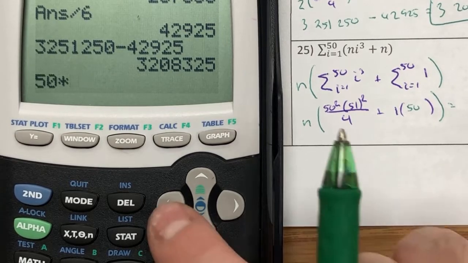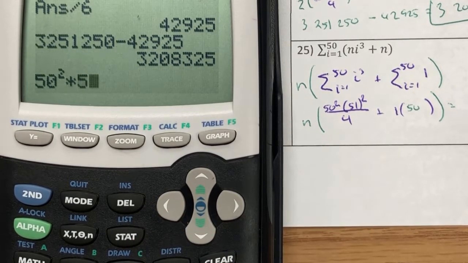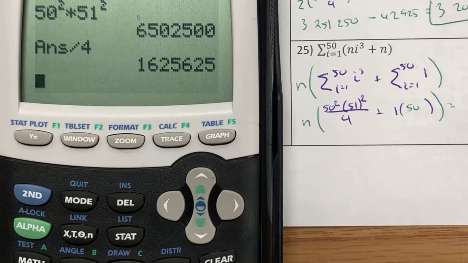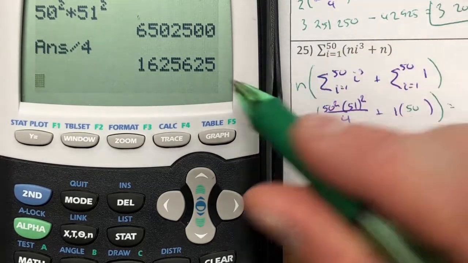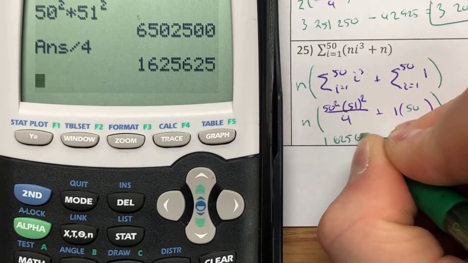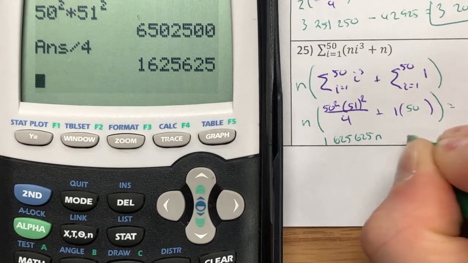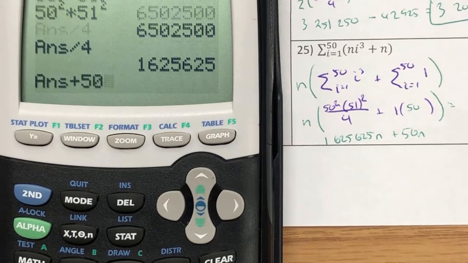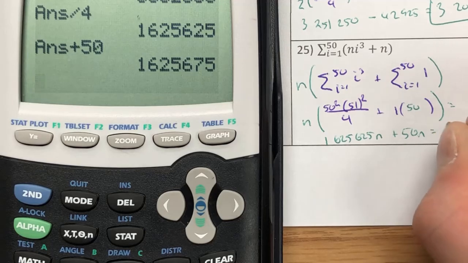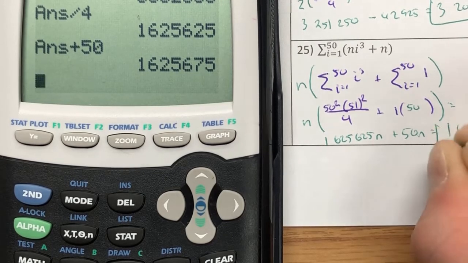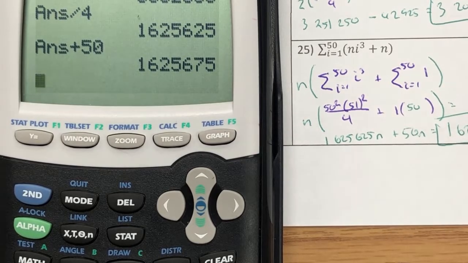Let's see where we are with this one. 50 squared times 51 squared divided by 4. Let's see, we have 1,625,625 n plus 50n is 1,625,675 n. And there we go.